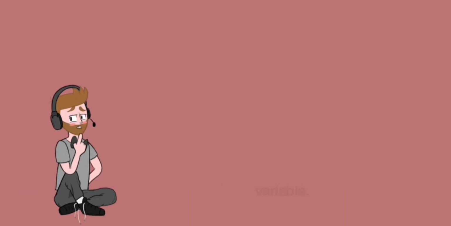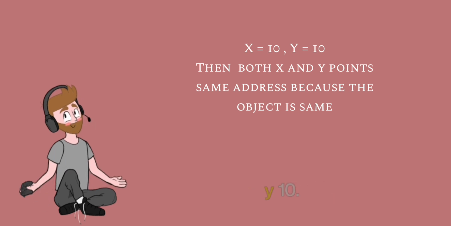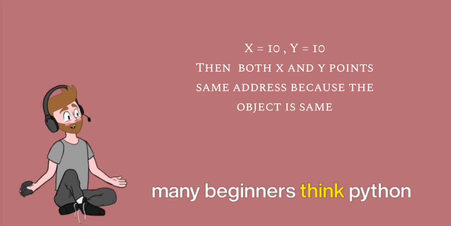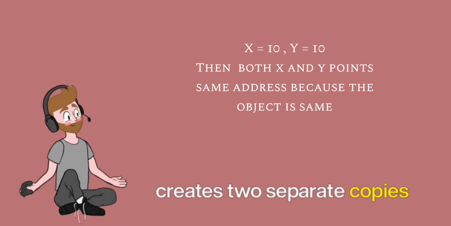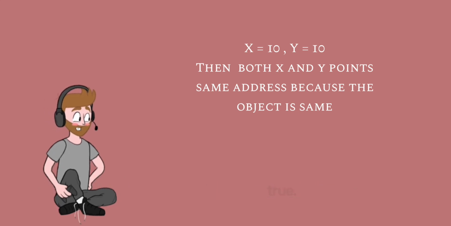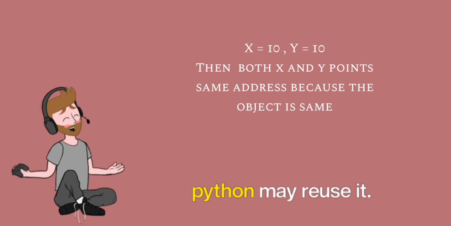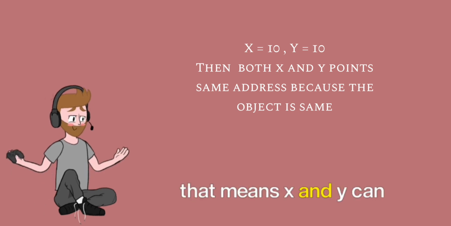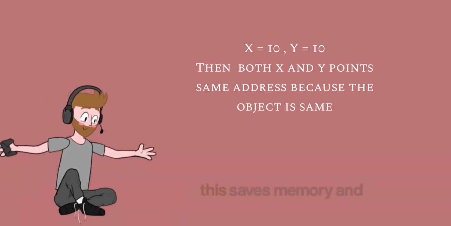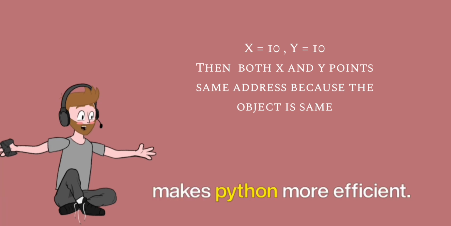Now let's create another variable. X equals 10. Y equals 10. Many beginners think Python creates two separate copies of 10, but usually that is not true. Python is smart. If the object already exists, Python may reuse it. That means X and Y can point to the same object. This saves memory and makes Python more efficient.